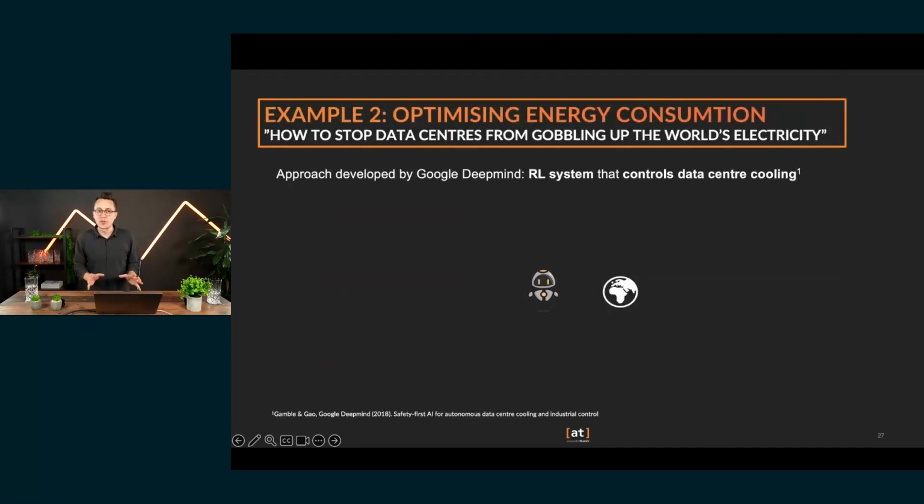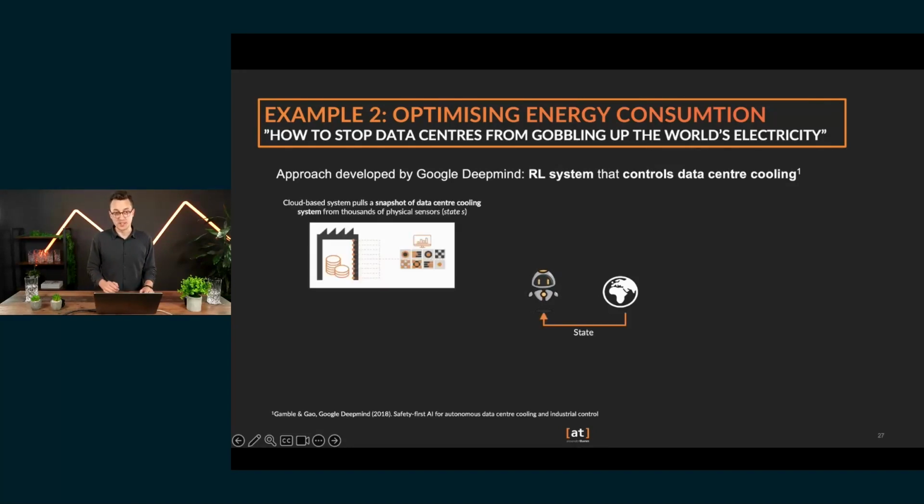Okay, now let's take a look at what that looks like in our particular energy consumption problem. So what I'm going to talk about is an approach that was developed by Google DeepMind, which is a leading institution in developing real-world reinforcement learning solutions. And in this particular case, they developed a reinforcement learning system that controls data center cooling. And they did that based on 4 very straightforward steps. The first step was that they would introduce a cloud-based system which pulls a snapshot of the data center cooling by using thousands of physical sensors. And in doing so, we would essentially create a very high-dimensional state representation of our data center.